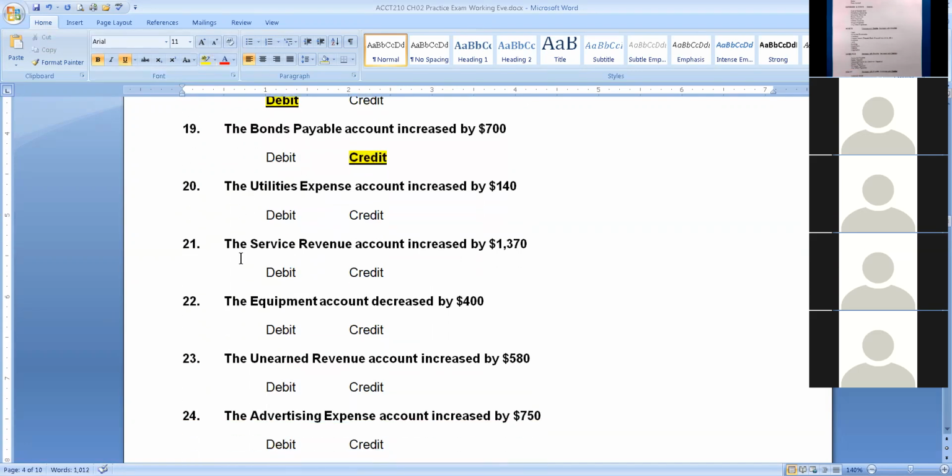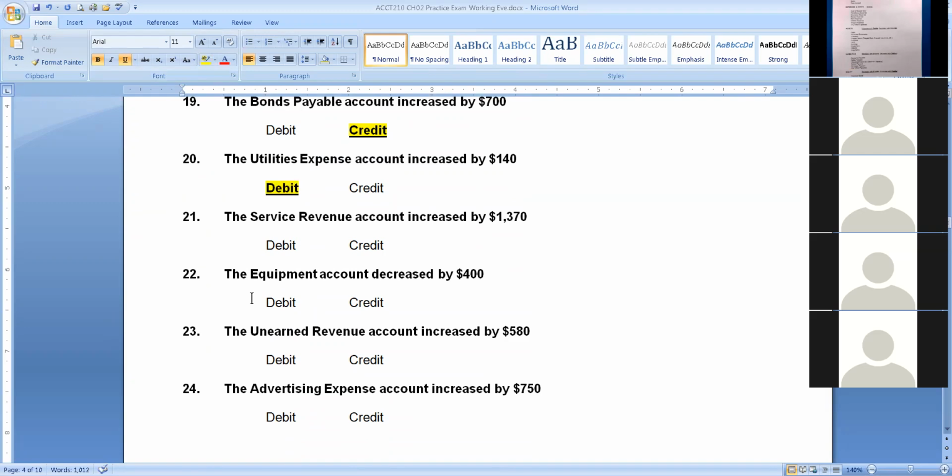Utility is expense. Debit. Expenses are always debits. Revenue, service revenue. Revenues are always credit.